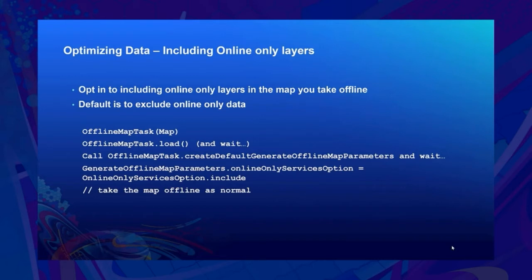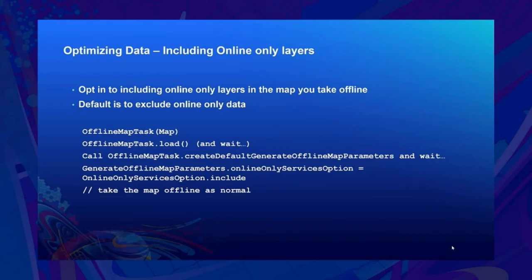So looking at our offline map task here in pseudocode, we create the offline map task from the map, we load it as normal, and we have to wait because this is an asynchronous operation. We would then generate our offline map parameters, we generate the defaults, and we have this enumeration for online only services option. And by default, we're going to exclude services that are online only. So that could be feature services that aren't enabled for sync. That could be WMS layers, for instance, that, as I said, don't support going offline. So if you want to include those in the offline map, you would set this option to include, and you take the map offline as normal.